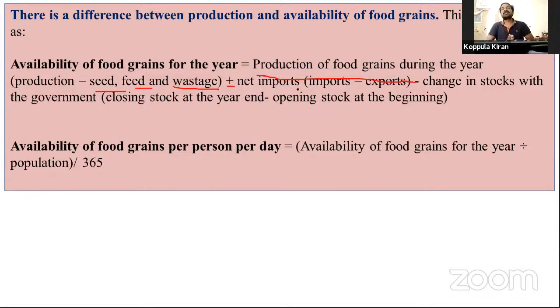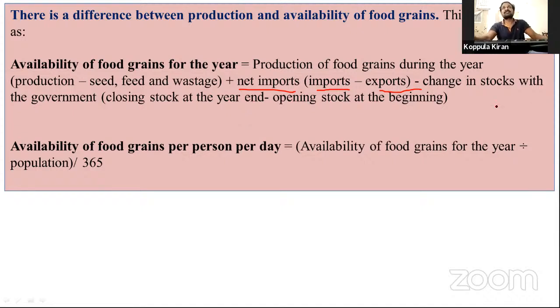We are always importing some food grains from other countries. Simultaneously, we are exporting food grains from our country to other countries. So this is the total imports, and we are importing food grains minus exports. We subtract the exports. And minus the change in the stocks with the government.